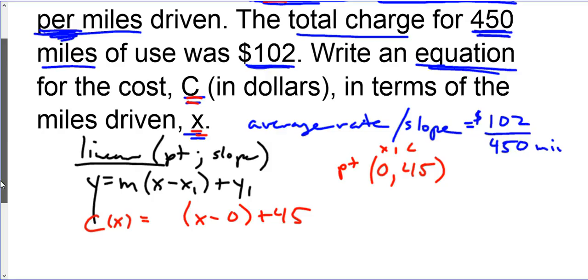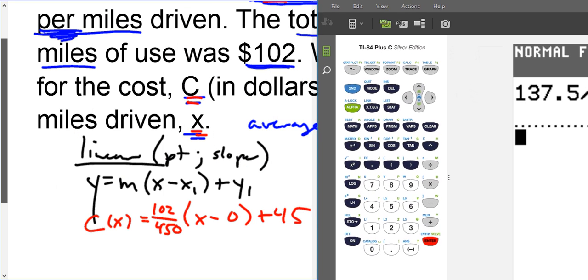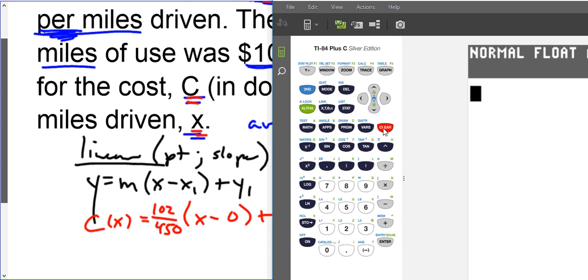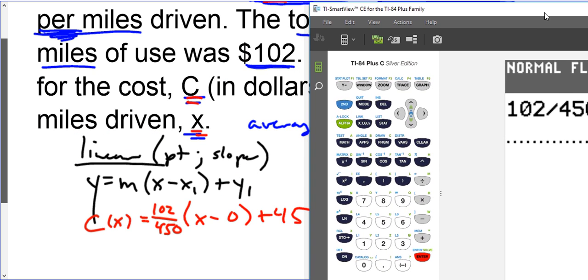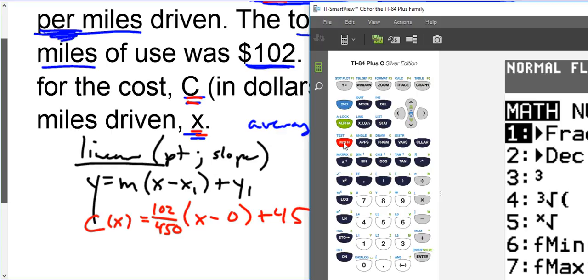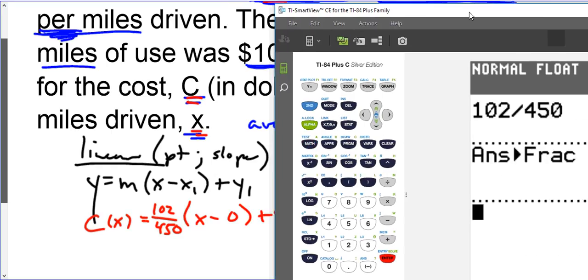102 and 450. So we can actually take that slope and put it in here. If you want to go to your calculator, you can put that in there to find out what that decimal is going to be. If you want a decimal, see if it's going to be nice. 102 divided by 450. Press enter. You get a nice decimal? No, not really. If you press math and go to fraction, it will simplify everything for you. Pretty nice. So let's see what they give us here.